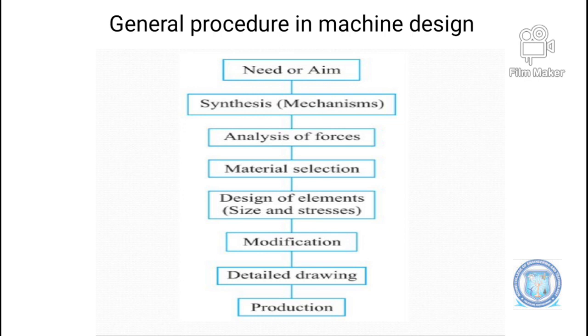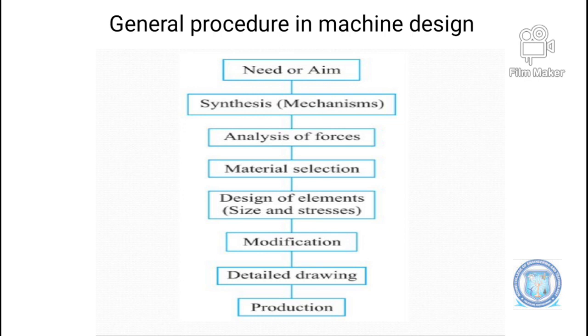Need or aim. First of all, make a complete statement of the problem indicating the need or aim for which the machine is to be designed. Second one is synthesis. Synthesis means to select the possible mechanism or group of mechanisms which will give the desired motion. Next, analysis of force. Find the forces acting on each member of the machine and the energy transmitted by each member.